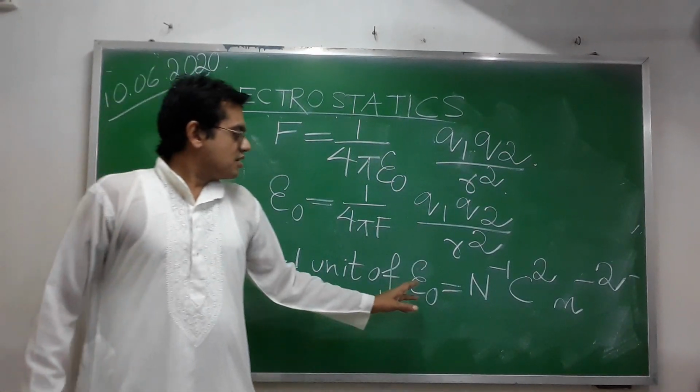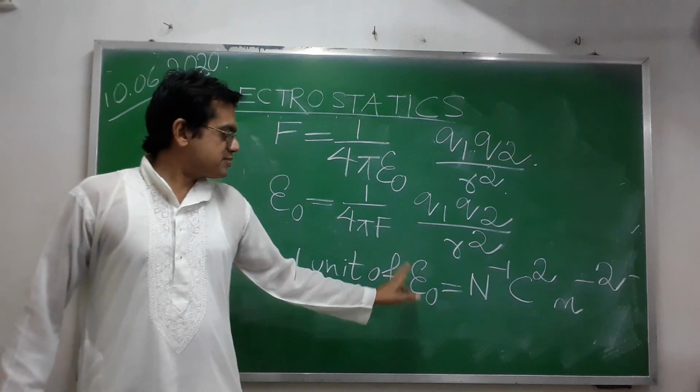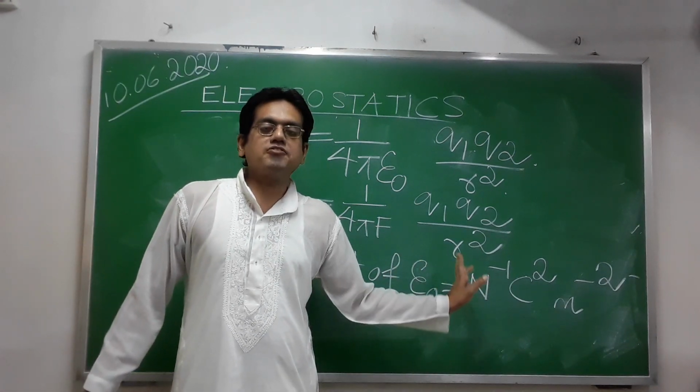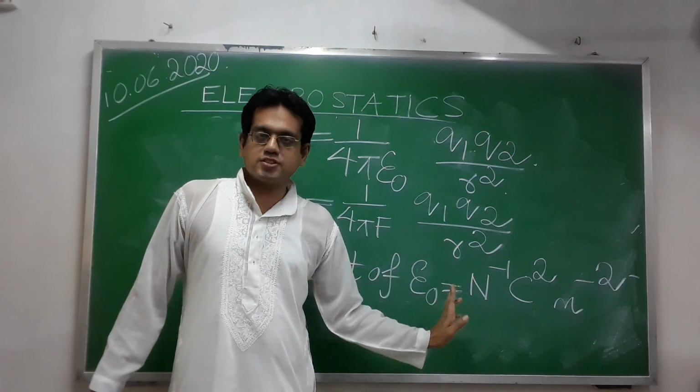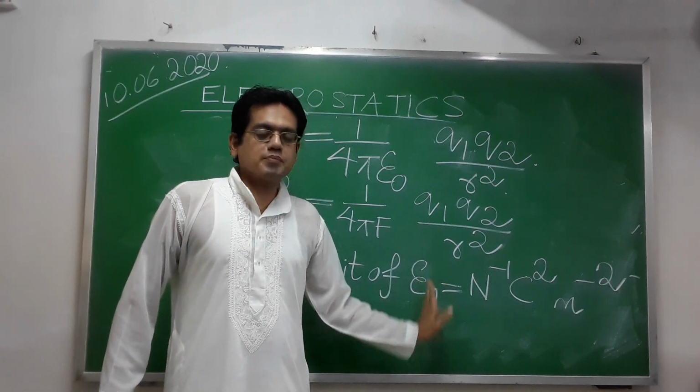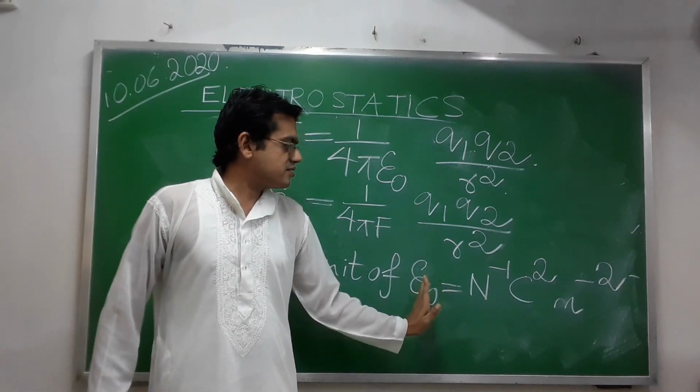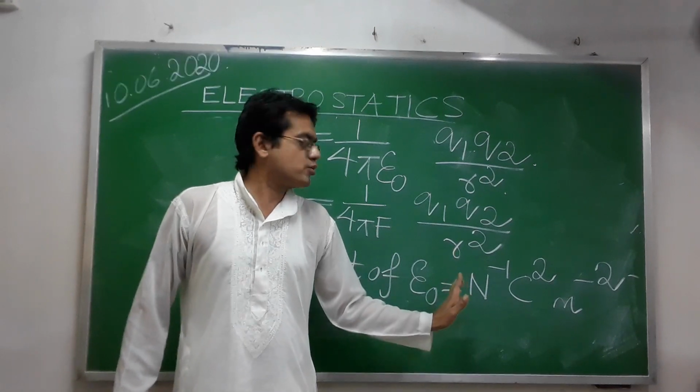Understood, students? And what is epsilon naught? Epsilon naught is the permittivity of free space. Is that understood, students? Epsilon naught is the permittivity of free space. Free space means vacuum.